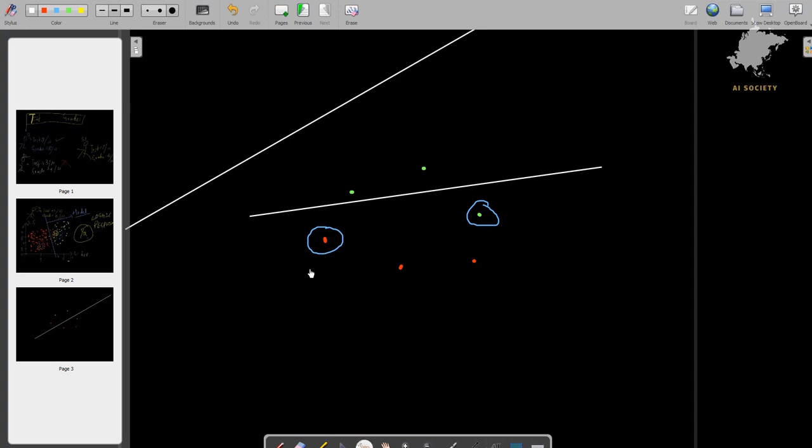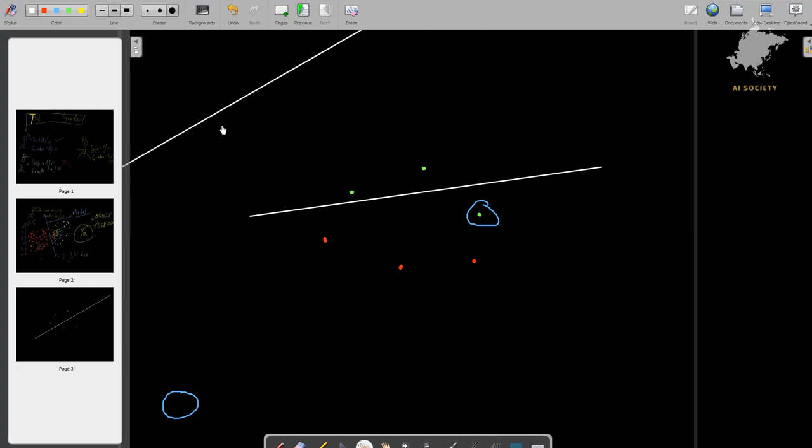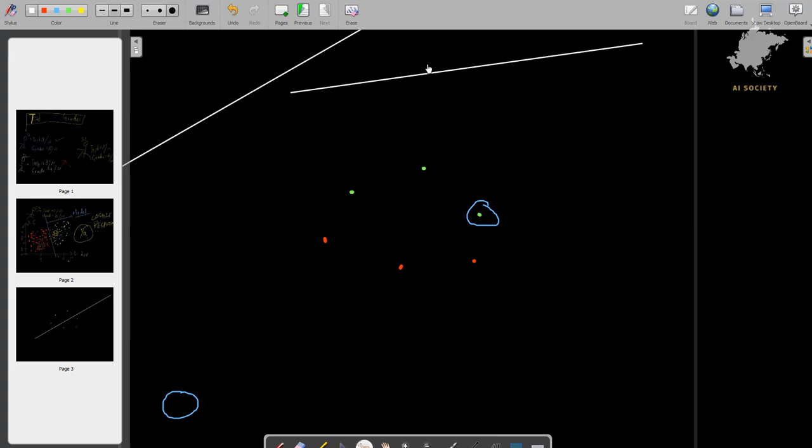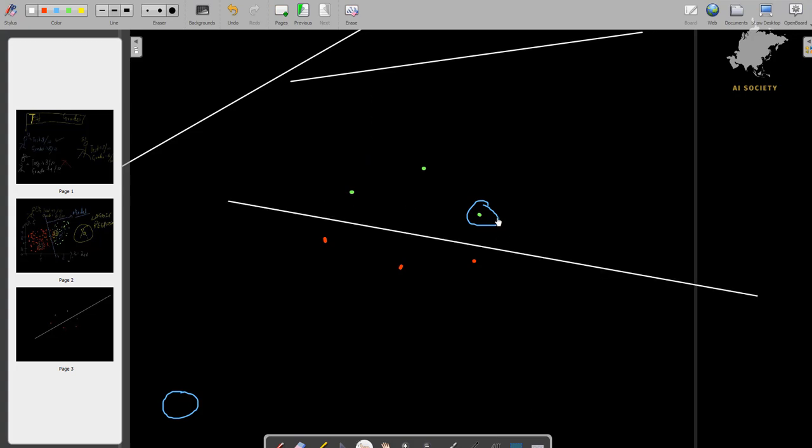Now we have reduced the error, right? Let's remove the circle. This one is perfectly fine. We have reduced the error to one this time, which is this green point, and again it will try to minimize the error using gradient descent. So now it is going to have another line like this. As you can see, the line has perfectly divided the data points.